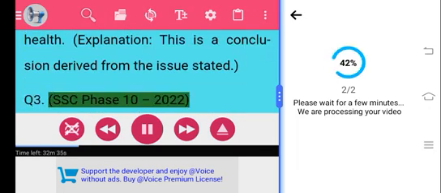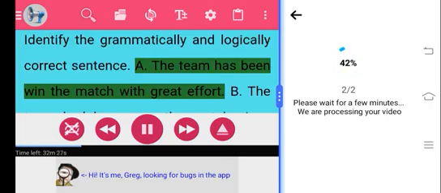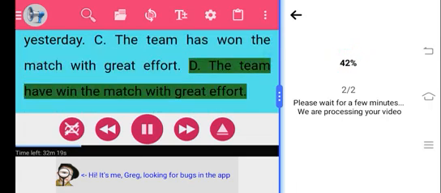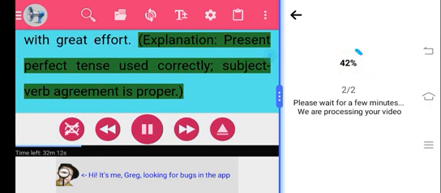Q3. SSC Phase 10, 2022. Identify the grammatically and logically correct sentence. A. The team has been win the match with great effort. B. The team had been won the match since yesterday. C. The team has won the match with great effort. D. The team have win the match with great effort. Answer: C. The team has won the match with great effort. Explanation: present perfect tense is used correctly. Subject verb agreement is proper.